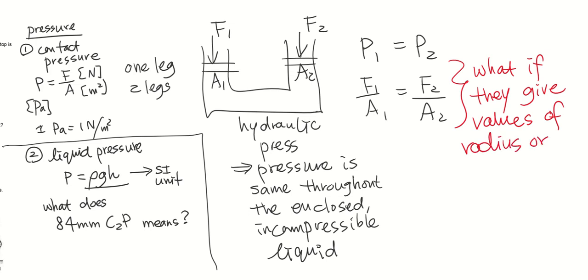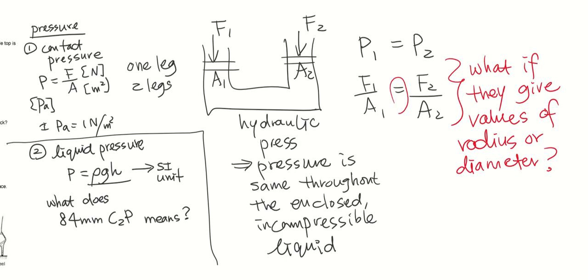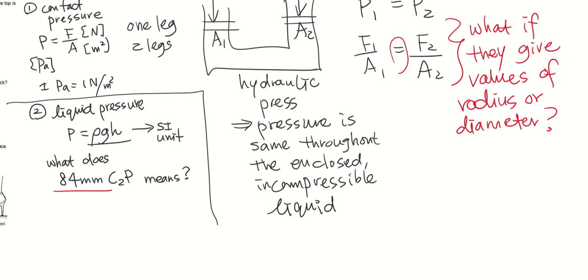Hydraulic press. Pressure. Okay, then now we go to liquid pressure. Pressure equals rho g h. This is an SI unit formula. That means if it's given as 84 mm, what do you need to do? If the height is given in 84 mm, convert to meters. If it's given in 84 cm, convert to meters. So what does 84 mm C2P mean?